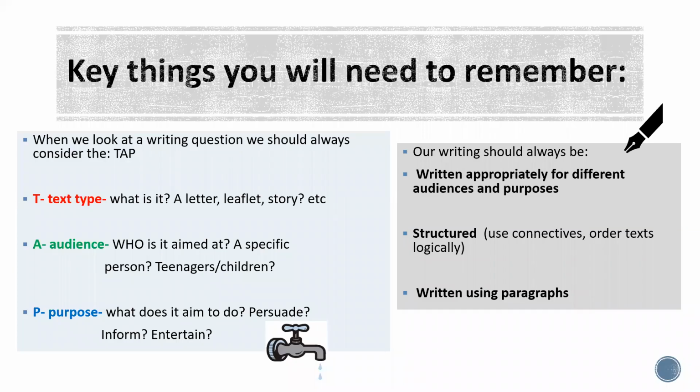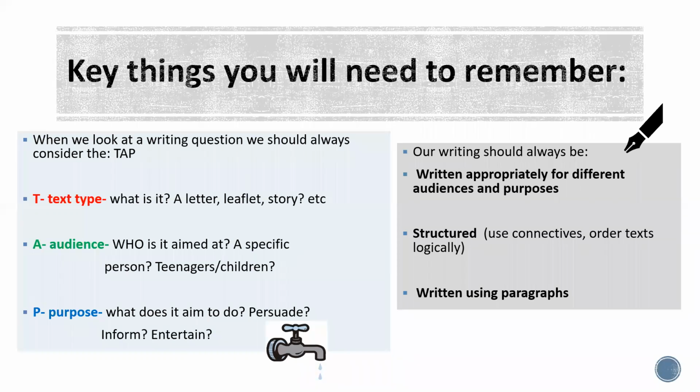So, key things you will need to remember. When we're looking at a writing question for your GCSEs, we always consider the TAP when looking at a text. So text type: what is it? Who is the audience for this text? And what is the purpose of this text?